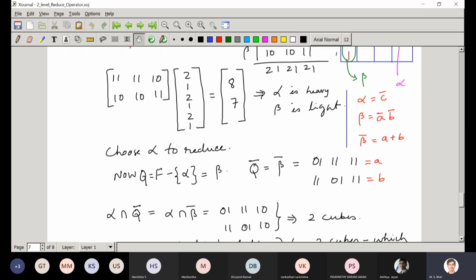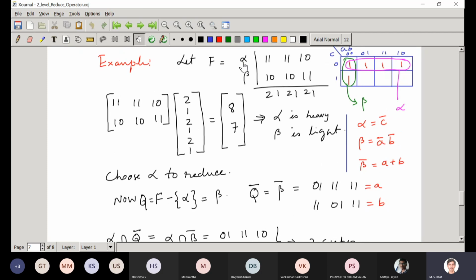Now how to reduce? Find a function Q which is F minus alpha. F minus alpha is actually beta, because you have only alpha and beta in F. So if I remove alpha, you get only beta. Therefore Q bar is beta bar. I have to find the complement of this Q bar, which is beta bar. So this is alpha. Okay, now this is beta.